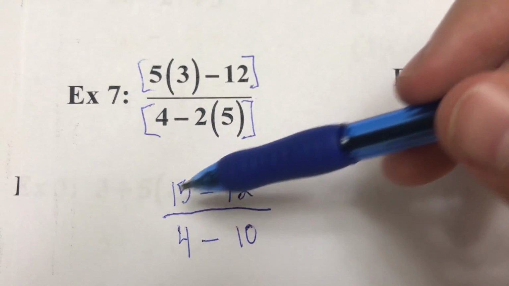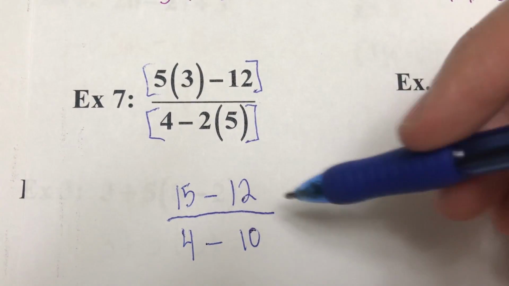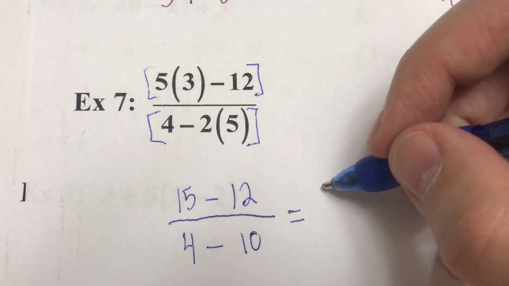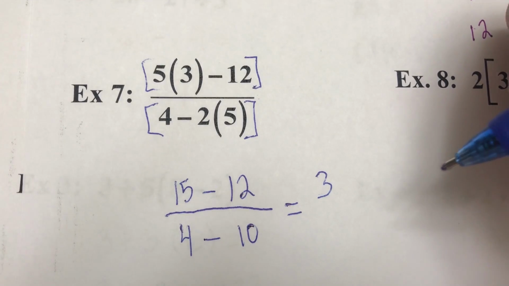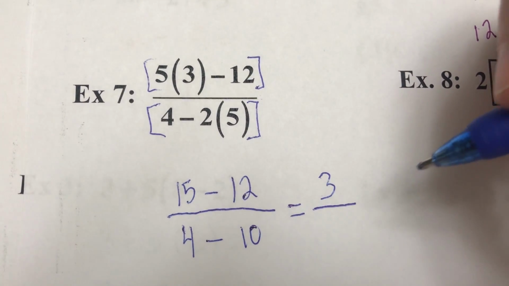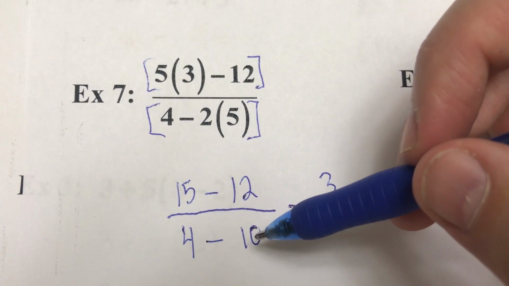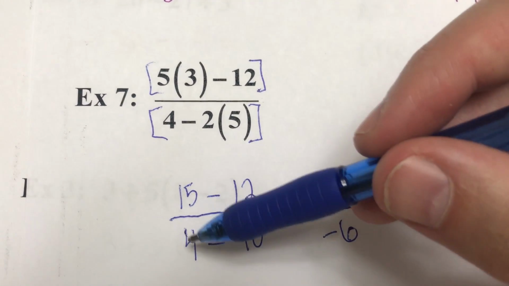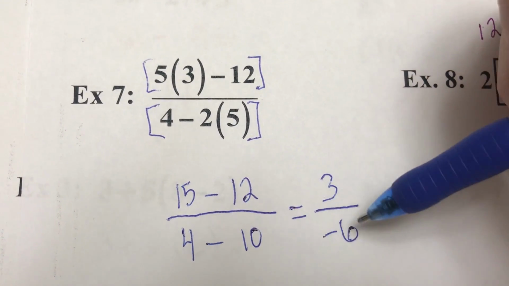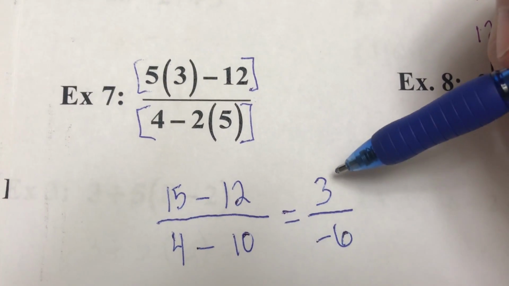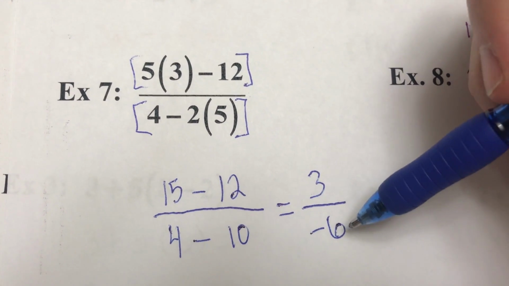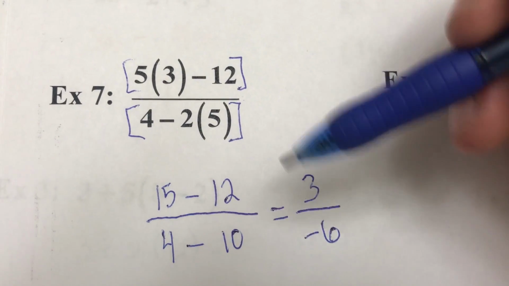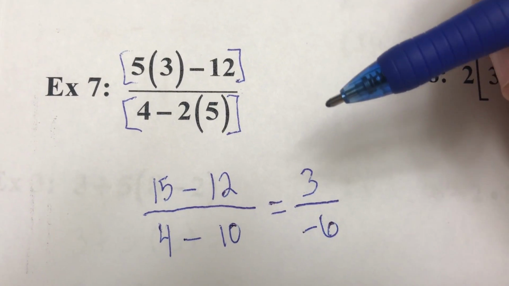There are still invisible grouping symbols around the numerator and the denominator. We proceed by evaluating 15 subtract 12, which is 3. Include the division bar, and then 4 subtract 10, which is negative 6. Since 4 is a smaller number than 10, our result is a negative number. We now have just a single number in the numerator and a single number in the denominator. Now we can perform the other operations. There were no exponents.